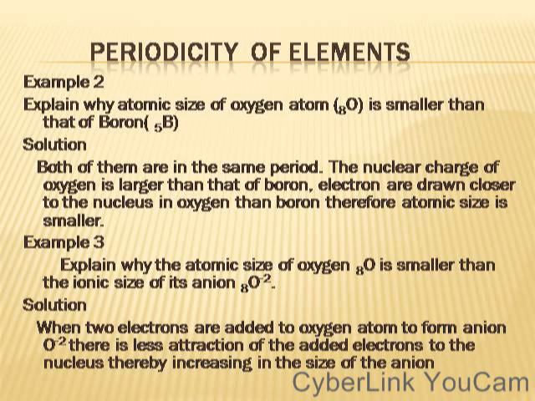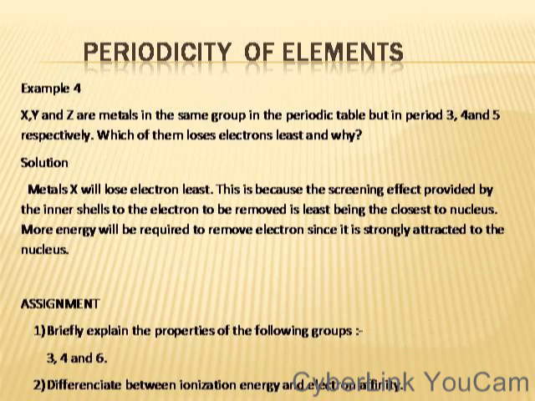Now the last question for today: X, Y and Z are metals in the same group in the periodic table, but in periods 3, 4 and 5 respectively. Which of them loses electron least and why? Now the solution: if you look at them, all of them are in the same group. That means they have the same number of valence electrons, but their periods are different. X, being in period 3, has 3 shells, Y, being in period 4, has 4 shells, and Z, being in period 5, has 5 shells.